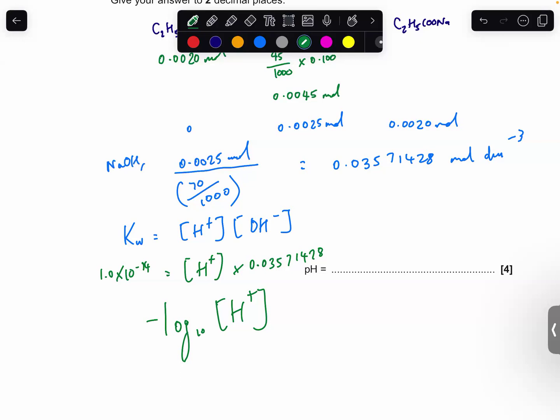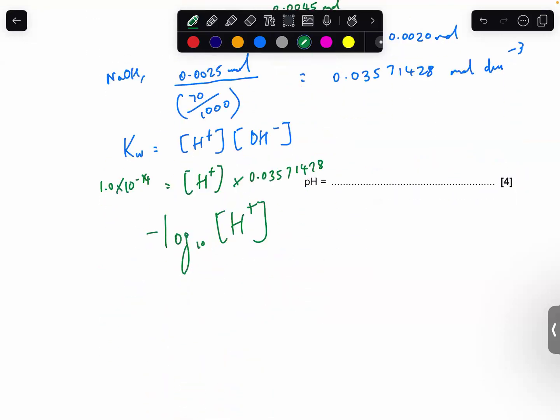It's got a negative answer. I think I forgot to put the negative in. Minus log to the base 10 of that answer. Yep, that's better. Two decimal places, 12.55. It's worth 4 marks. Yep, the mark scheme supports that.